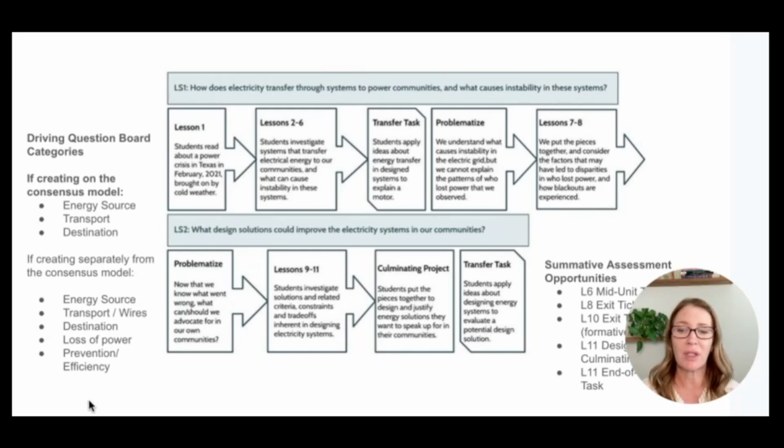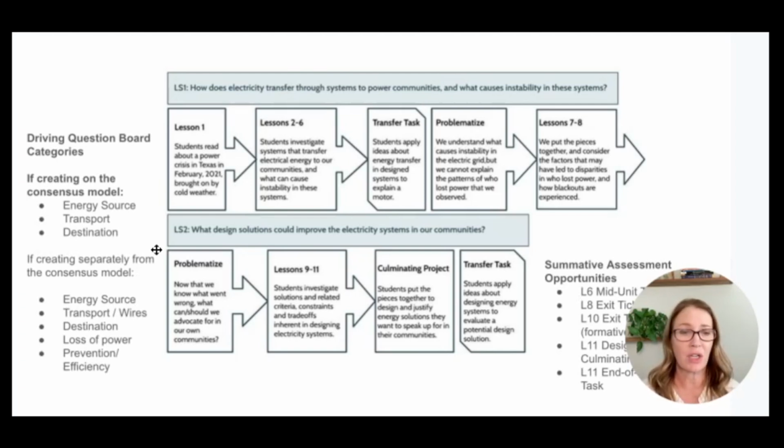Now, over here on the left, you can see that there are categories that I like to provide for teachers to create a driving question board. Often teachers are nervous that the questions students ask will not actually connect to the lessons that are in the storyline. And I used to be nervous about that too, until I ran the anchoring phenomenon routine many times, and every single time the questions that people ask were in the categories related to the storyline. And that's partly because that's the way these units were designed or developed.